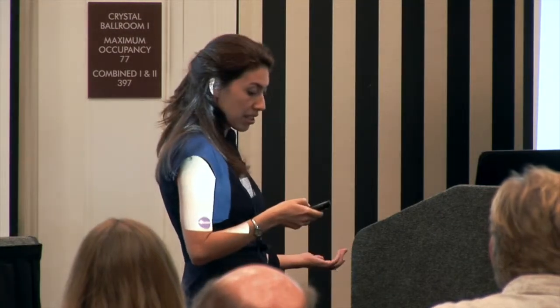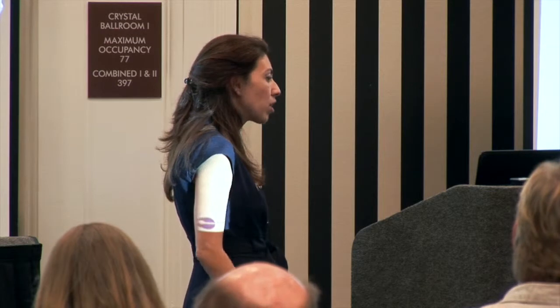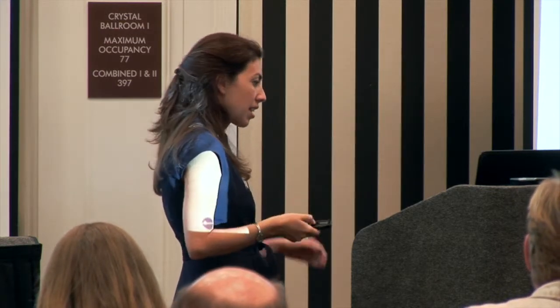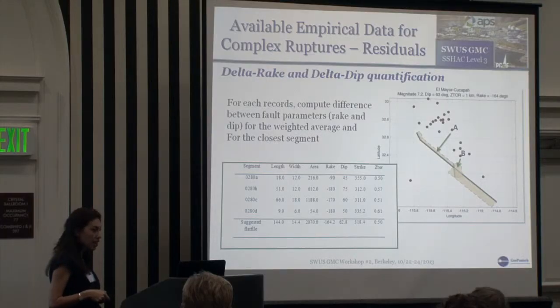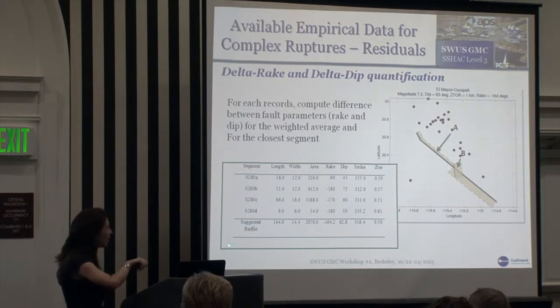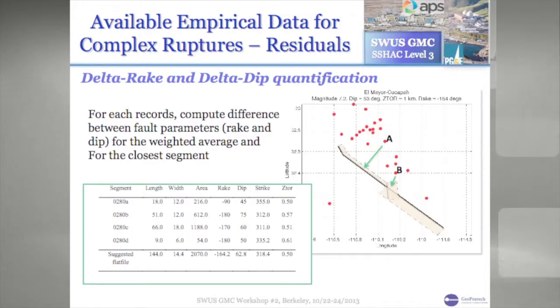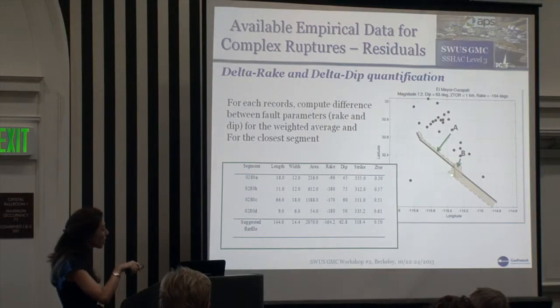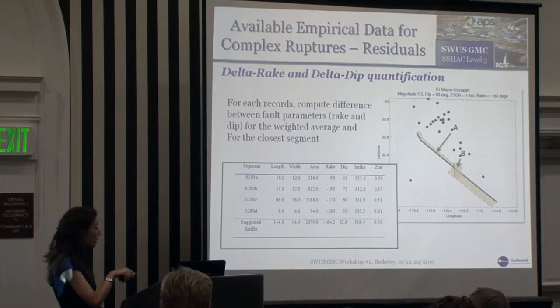So we also tried to quantify an element that can help us evaluate the impact of the changes in rake and dip. Here we evaluated parameters called delta rake and delta dip, which is basically the difference between the suggested average value as appearing in the NGA West 2 flat file, and the closest segment, and that would be for each of my sites that recorded that event.